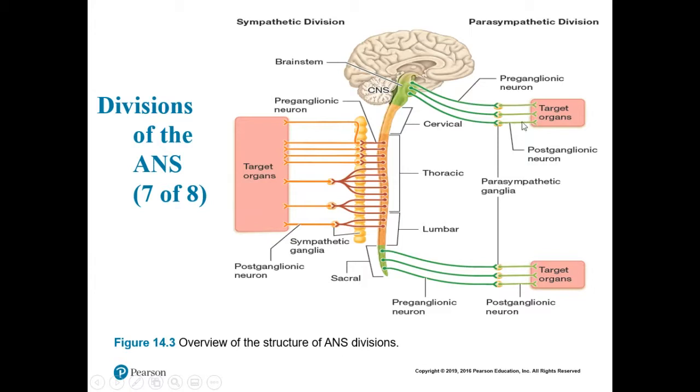And then notice the origin of the parasympathetic division. It originates on the brainstem. Okay, so all of the cranial nerves that I described earlier, all of those are parasympathetic. And then they also originate on the sacral region. All right, so again, brainstem and sacral right there. Those are parasympathetic nerves.